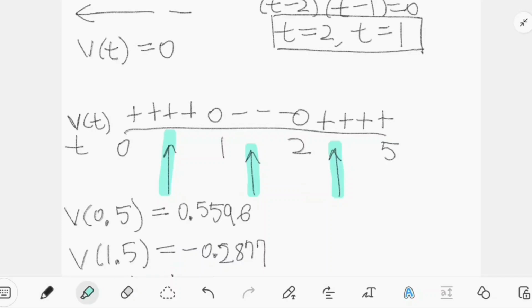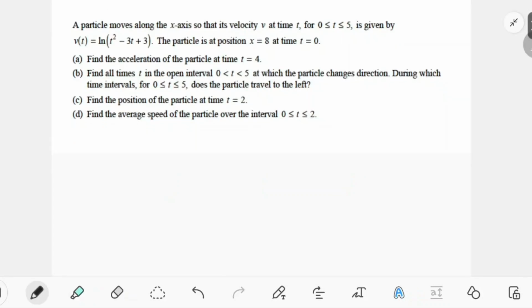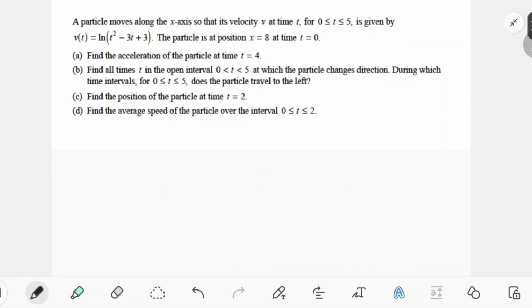So now we can conclude that the particle moves left in the time interval t is between 1 and 2. Next, we are told to find the position of the particle at time t equals 2.